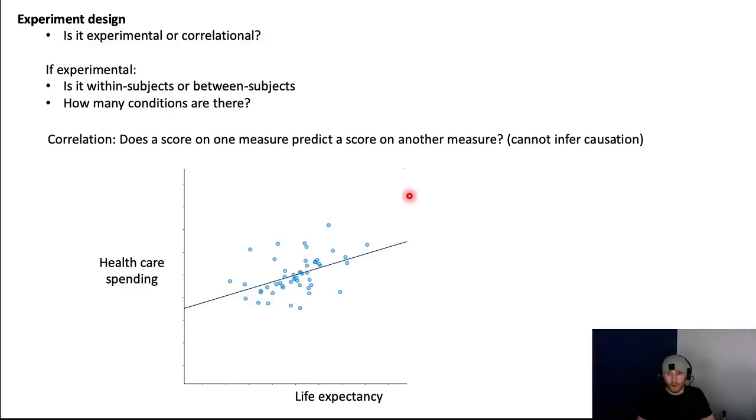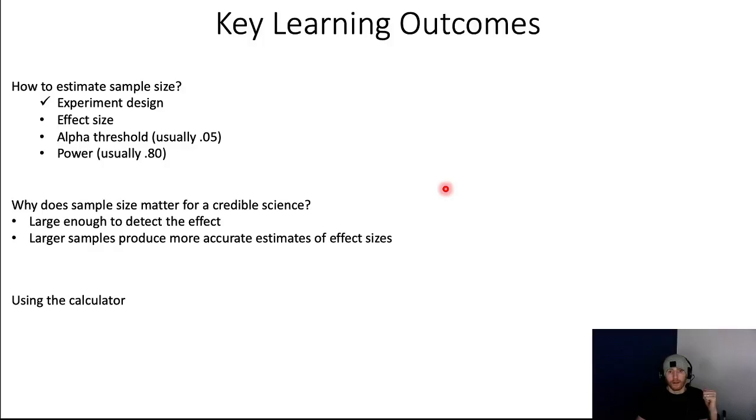This is what a coefficient of 0.46 looks like. The relationship between life expectancy and healthcare spending. As you would expect, the more that a country spends on their healthcare, generally speaking, the higher the life expectancy. And that's a kind of a medium to large effect. So those are the things that you need to know about the experiment design. Very straightforward and very simple. Things that you learnt about in the first 4 weeks of this module.